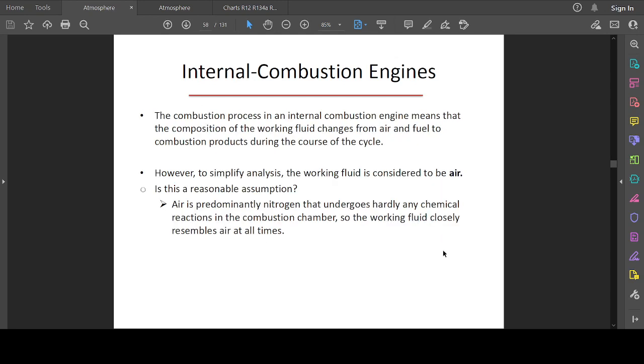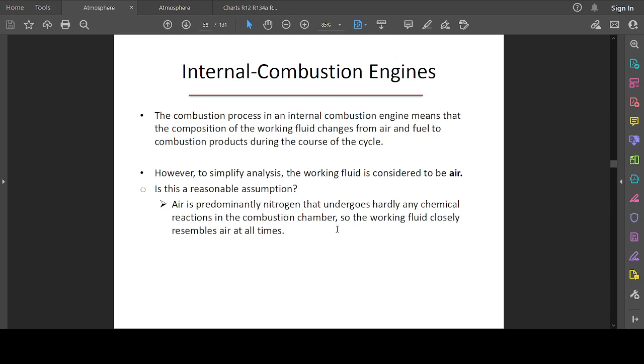So the combustion process is an internal combustion. In an internal combustion engine, the working fluid changes from air and fuel to combustion product during the course of the cycle. However, to simplify analysis, the working fluid is considered to be air. Is this a reasonable assumption? Because air is predominantly nitrogen, which undergoes hardly any chemical reaction, as nitrogen is always inert in air.